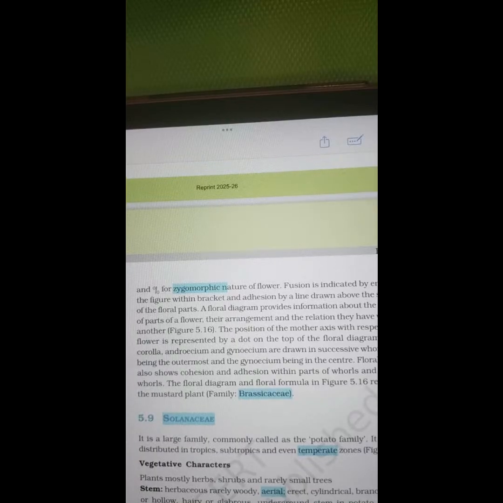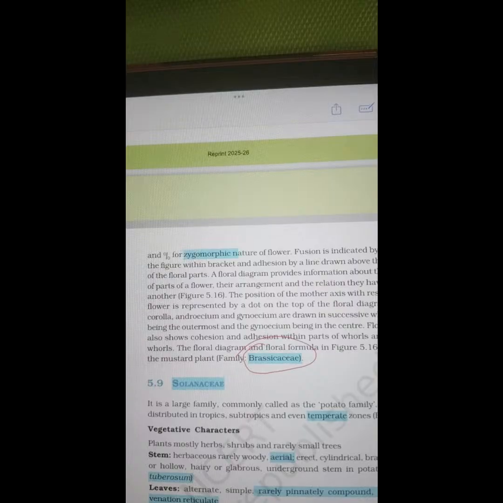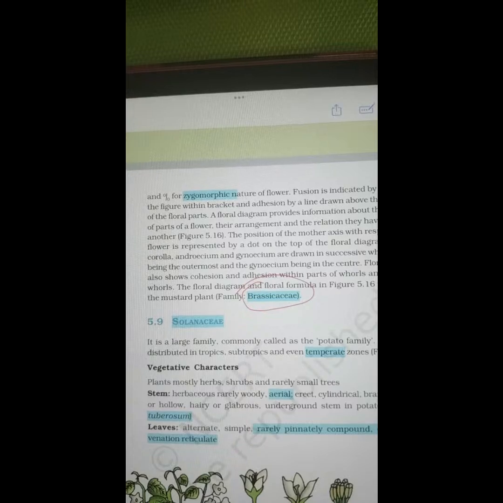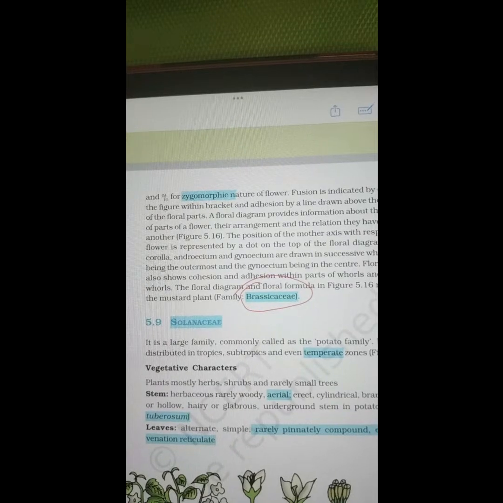Now the next one, this is zygomorphic. This was the plant mustard belonging to the family Brassicaceae. So overall in your syllabus you have to read one complete family, Solanaceae, and another, the flower mustard belonging to the Brassicaceae family. So Solanaceae and Brassicaceae you must go through. Earlier we had other families too, like Leguminosae and Liliaceae, but they are not a part of CBSE right now.